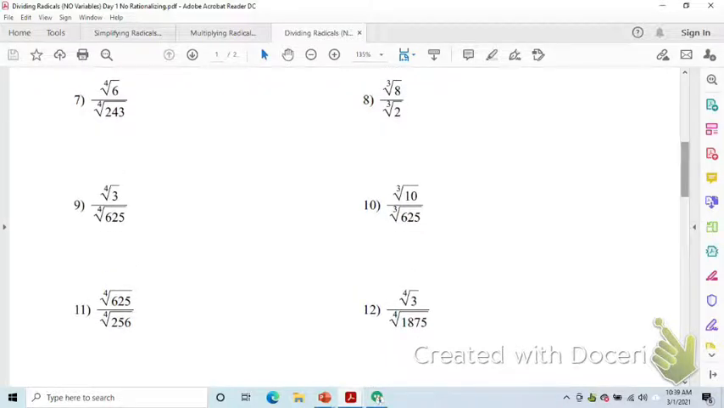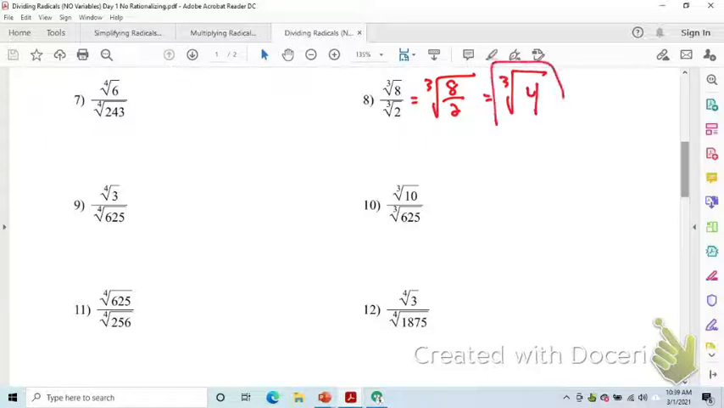All right. So, interesting problem on number 8. So, that's what I'm going to do. I'm going to put this into a big cube root. What's 8 divided by 2? It's 4.